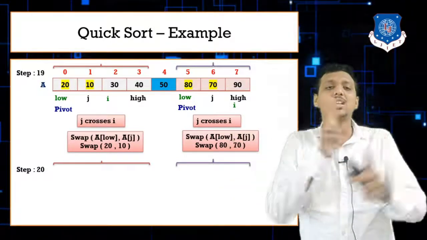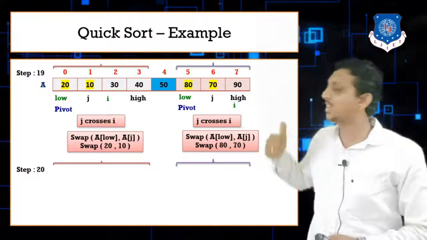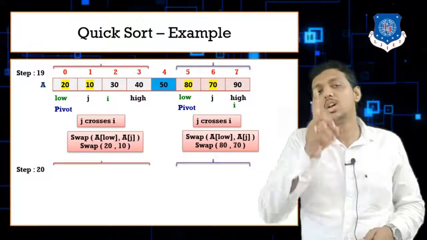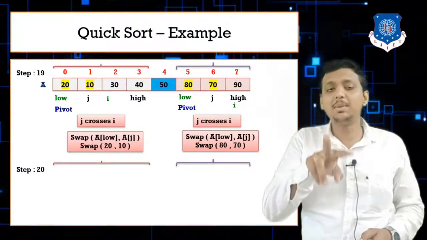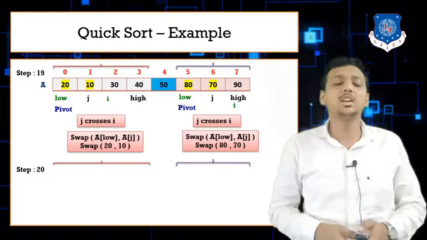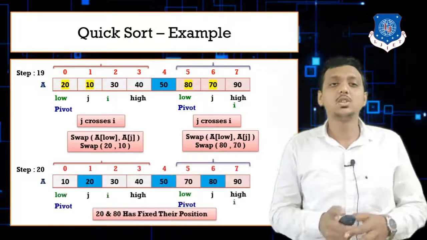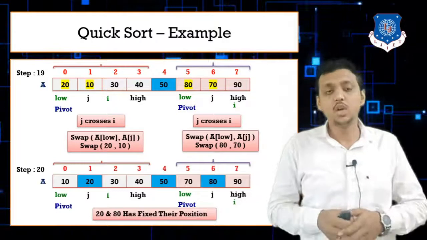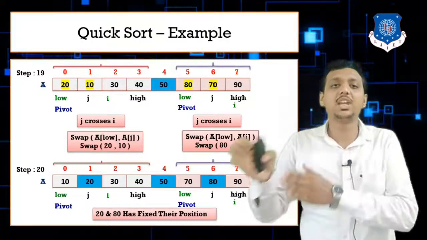So 20 and 10 will be swapped out, and on the right side, students, 80 and 70 will be swapped out. Whenever the pivot element gets placed, that place becomes fixed. So here 20 and 80 have been fixed at that place. Now you cannot move 20, 50 and 80.